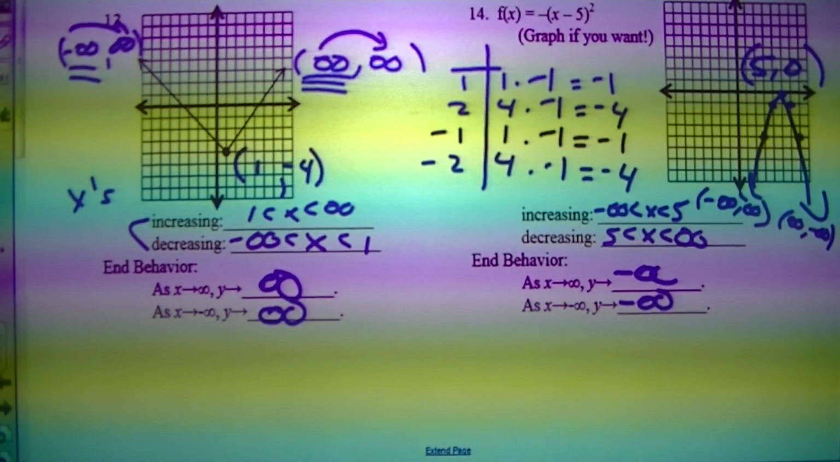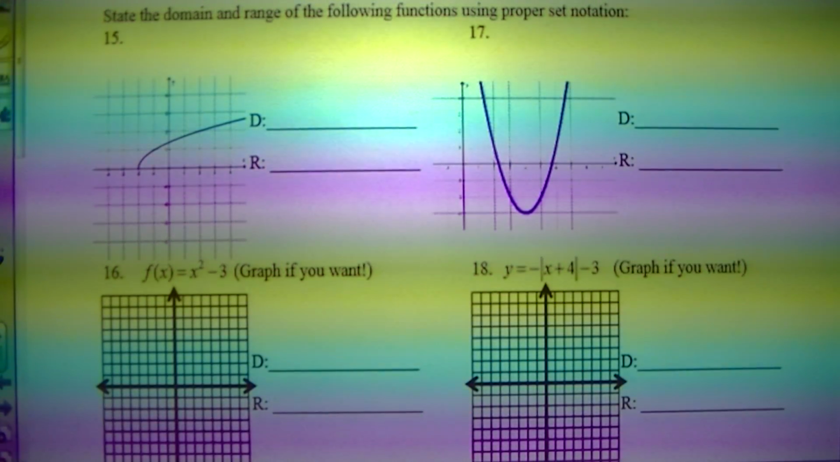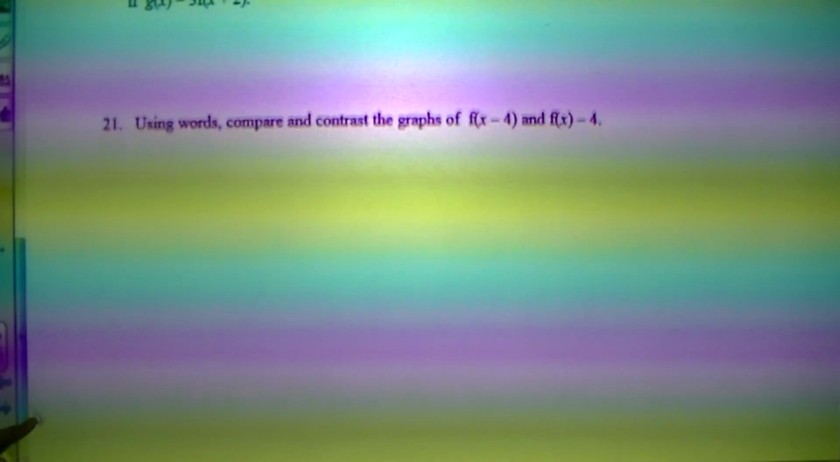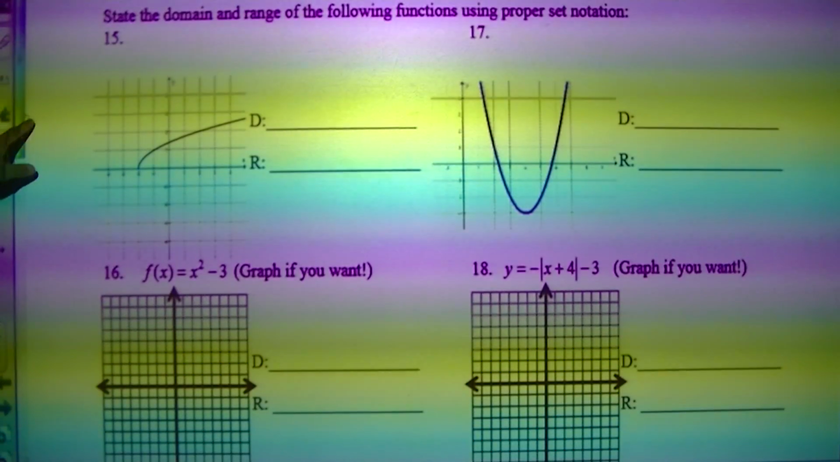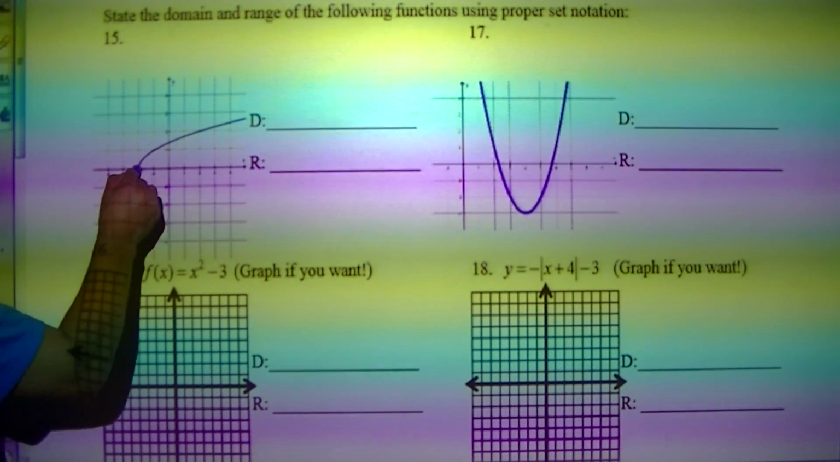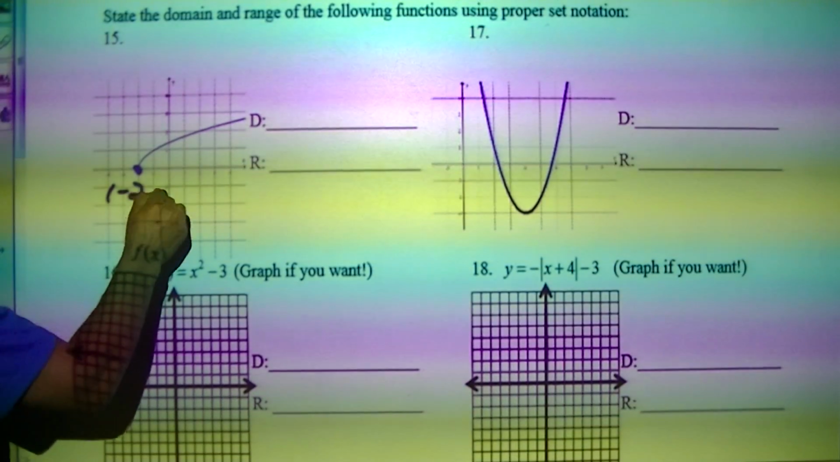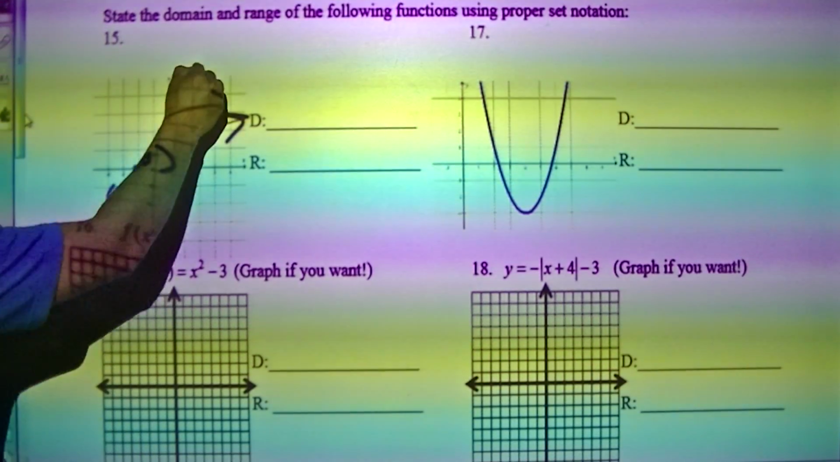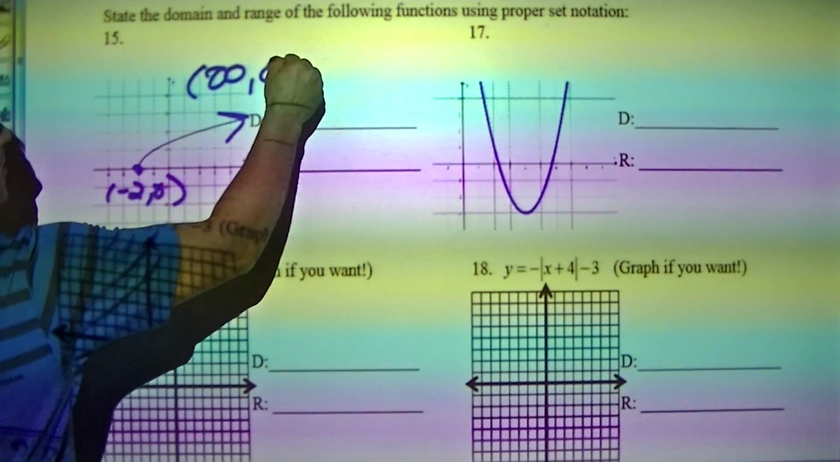Okay. All right. Domain and range. Not much left here, a handful of problems. I'm going to go ahead and label that point. That's -2, 0. This is like an arrow. So that's a right arrow, and it's going up.